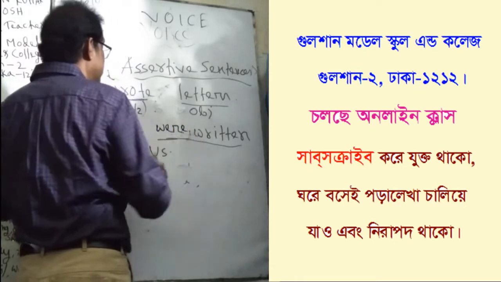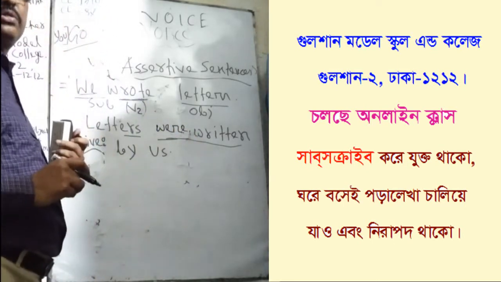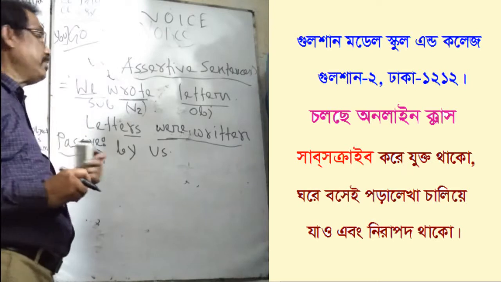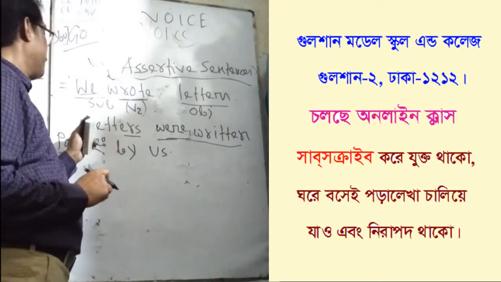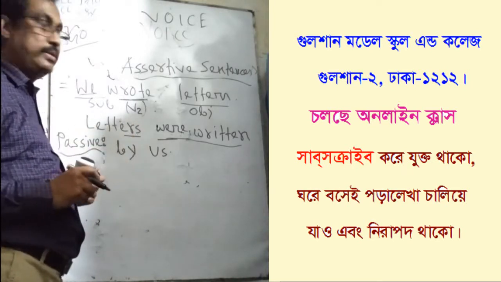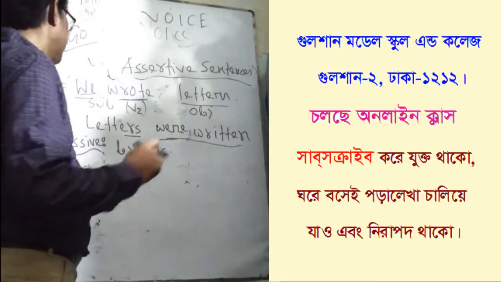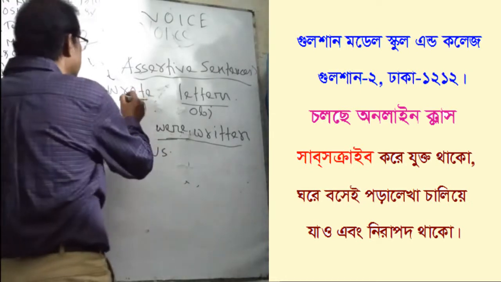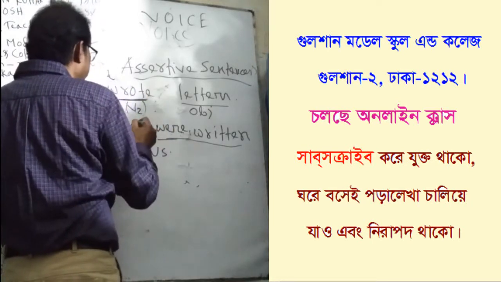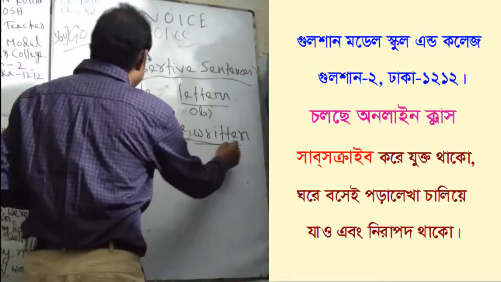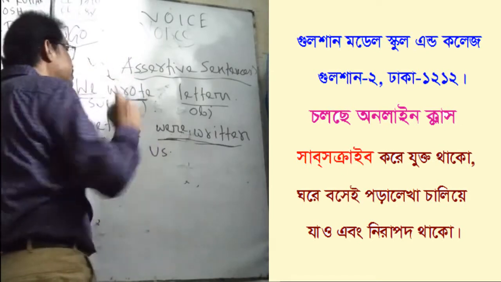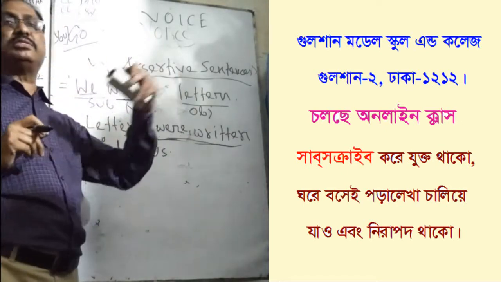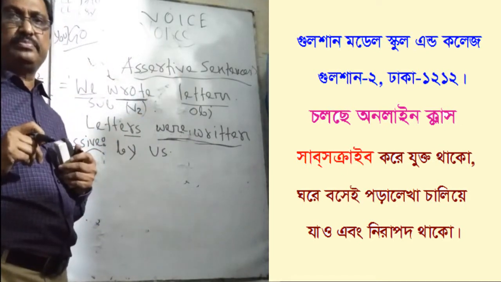In present indefinite tense, there will be am, is, are, auxiliary verbs. In past indefinite tense, there will be was or were. "Letters were written by us" - everything is like a past tense. There's nothing else; that's your main verb. The verb is changing. In active form it is wrote, and in passive form it is written.